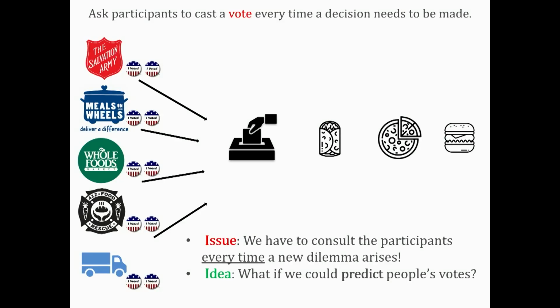Good, and that's where we come in. So what does virtual democracy try to do? Predict. That's step one. What if we could predict what people vote? Okay, that's the main idea.